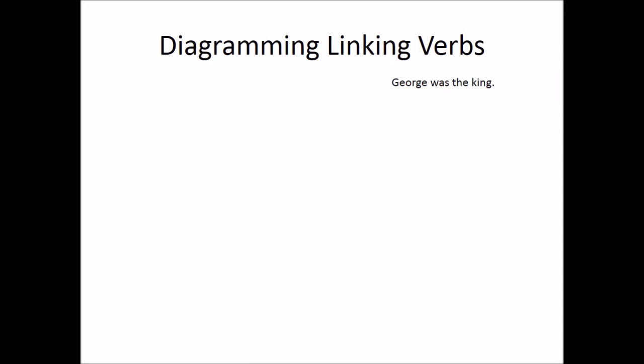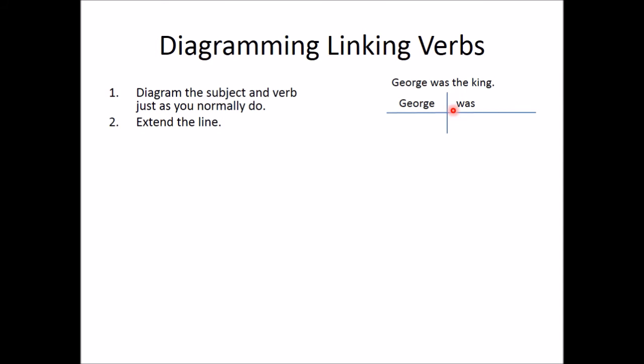So let's diagram linking verbs. We're going to use George was the king as our example. First, you diagram the subject and the verb as normal. George goes on the left, was goes on the right. George is the subject, was is the linking verb.